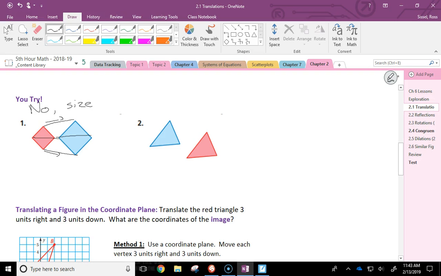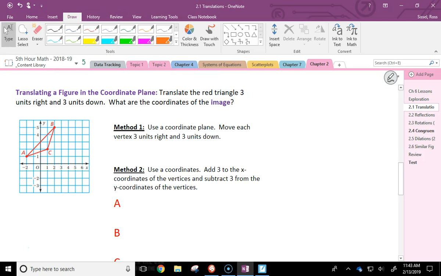All right, so how about number 2, Zach? Yes. Good. This one is a translation. They're the same size. It makes it 3D when we take 2D shapes and connect them. So this one is a yes.